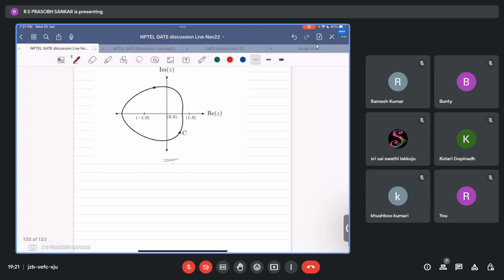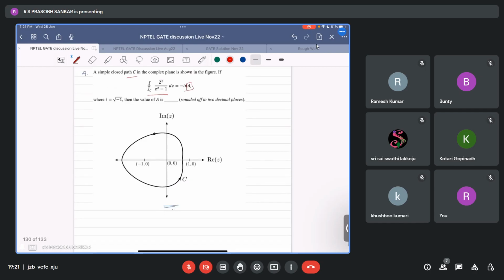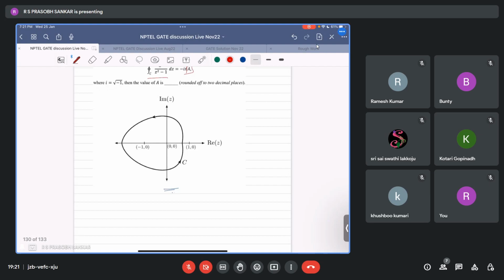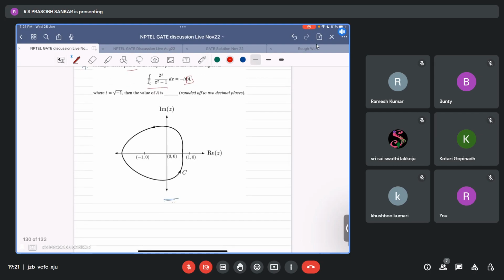So to answer this question, let us again review what is known as Cauchy's integral formula, or it is also part of the Cauchy's residue theorem. Residue theorem I will cover after some 15 minutes. I'll see if Hari joins, otherwise I'll anyway cover it after that.